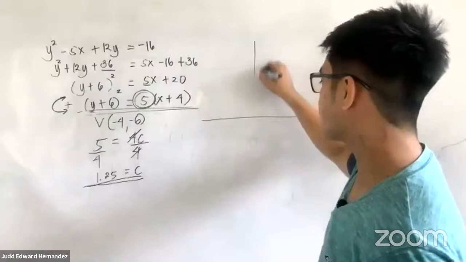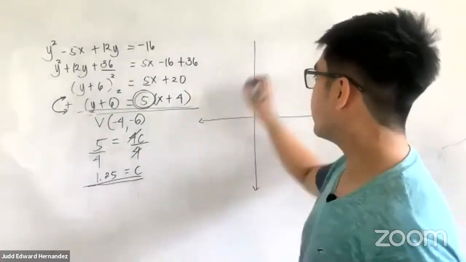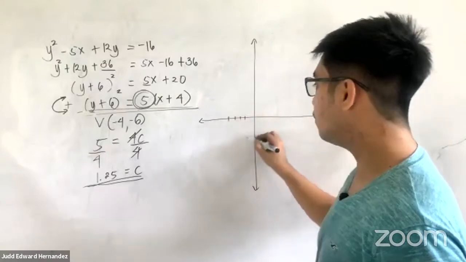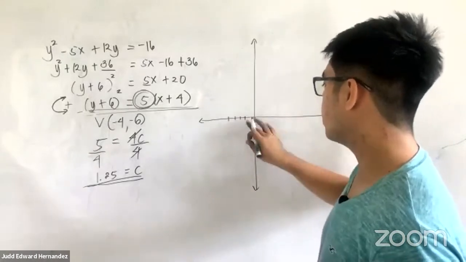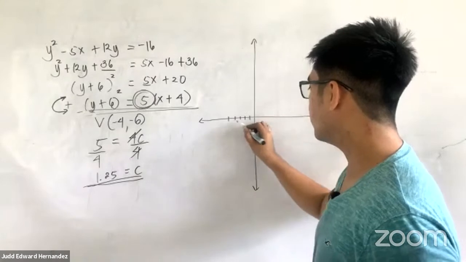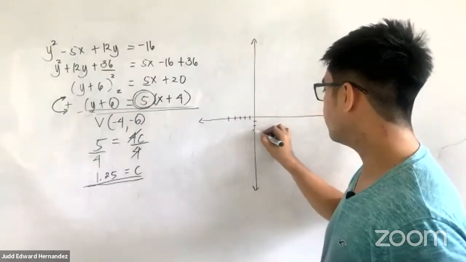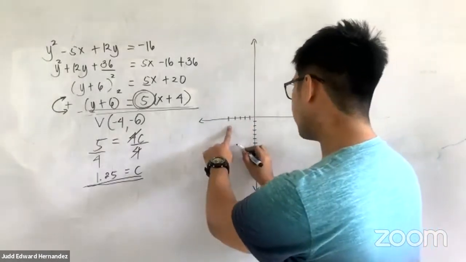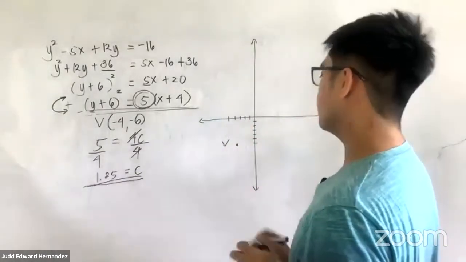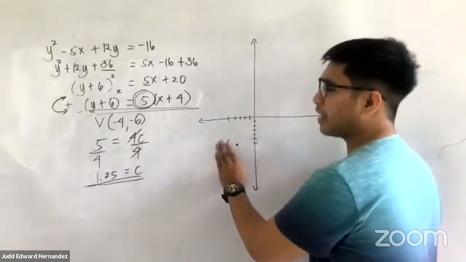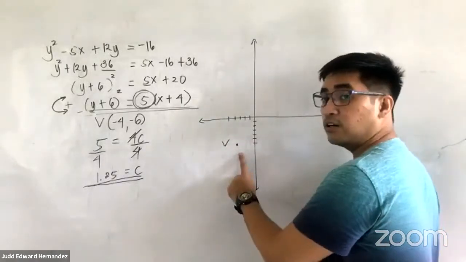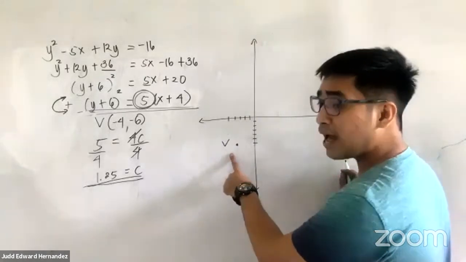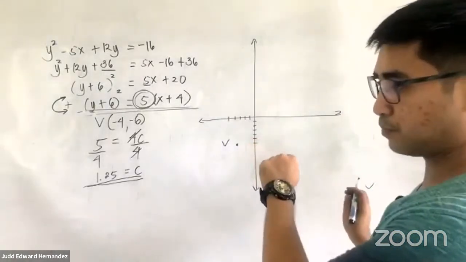I-graph natin. So, this is -4. 1, 2, 3, 4. -4, -6. Masyado namang malayo. Ito na lang siya. 1, 2, 3, 4, 5, 6. -4, -6. This is the vertex. Okay. Asaan si vertex? Andito. Asaan si Focus? Si Focus ba? Pakaliwa o pakanan? Pakanan po.